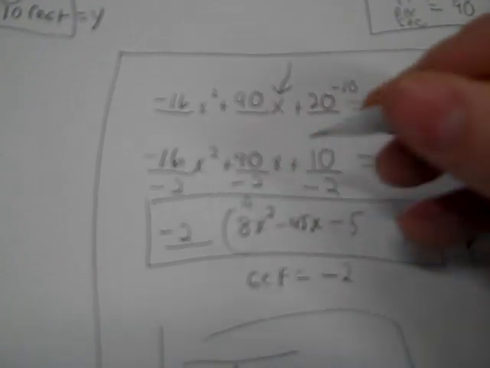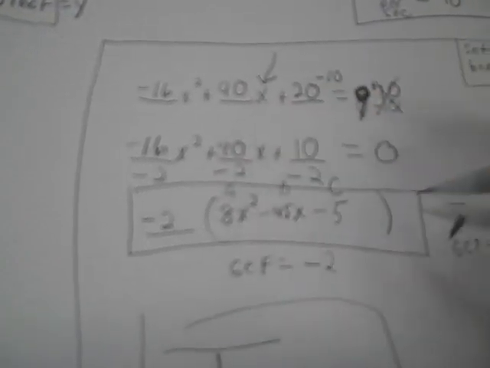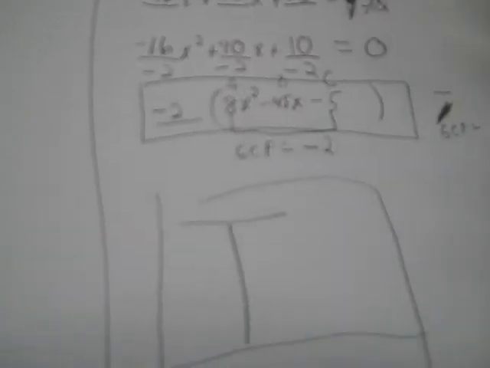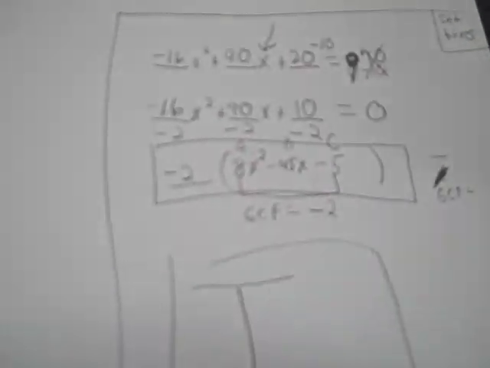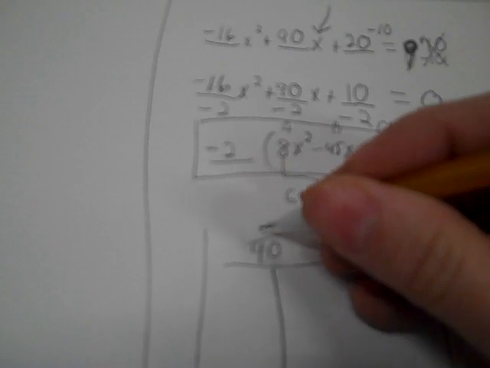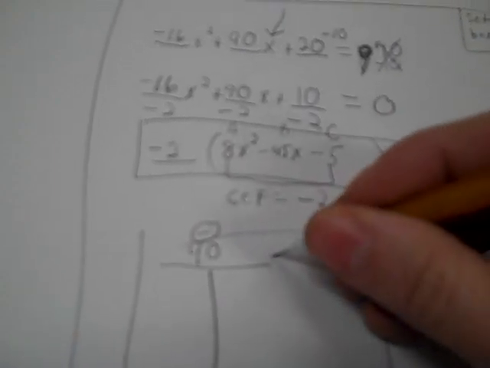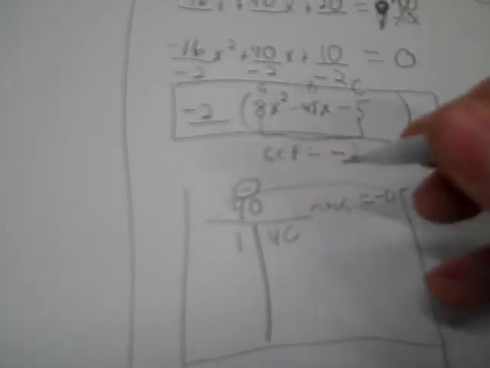Okay, so I go A, B, C right there, not from here. So I take A times C. 8 times negative 5 is negative 40. So I got negative 40, so I'm going to try to come to negative 45. 1 and 40. 40 minus 1 is 39, so I can't use that.